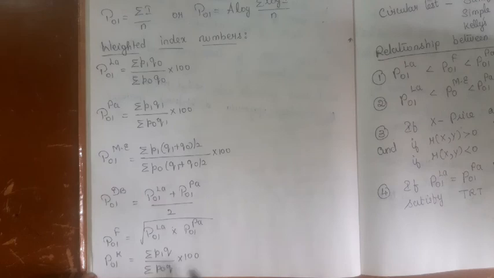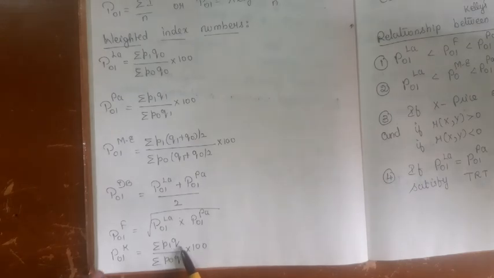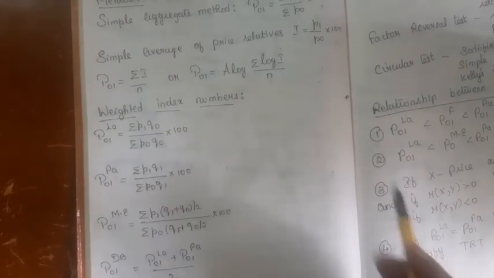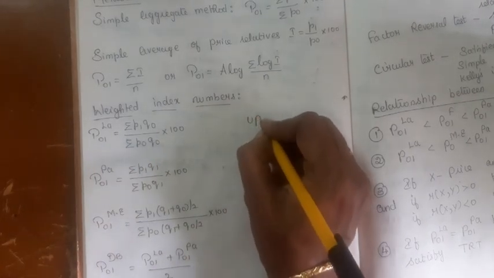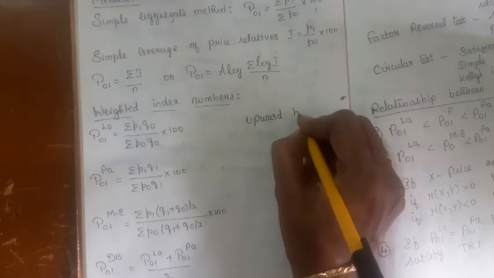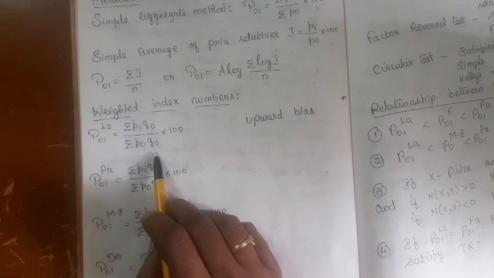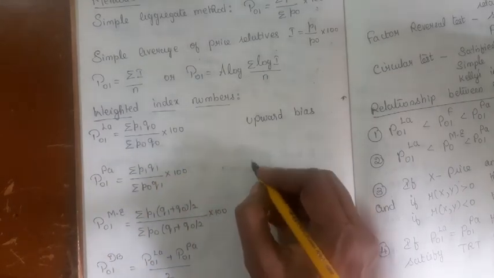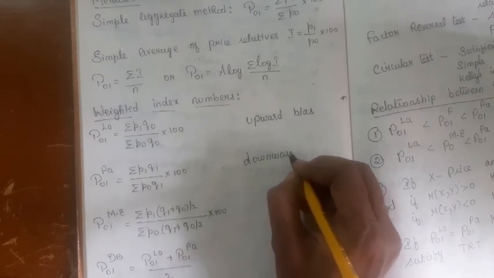And Kelly's index number doesn't use the base year quantity or current year quantity. It uses the quantity of some standard year as the weight. Now, generally the price of a commodity increases, right? If that is the case, Laspeyres's index number has an upward bias, because when price increases, quantity consumption decreases, and the decreased quantity is used as weight, due to which this index number has an upward bias. And for the same reason, Paasche's index number has a downward bias.